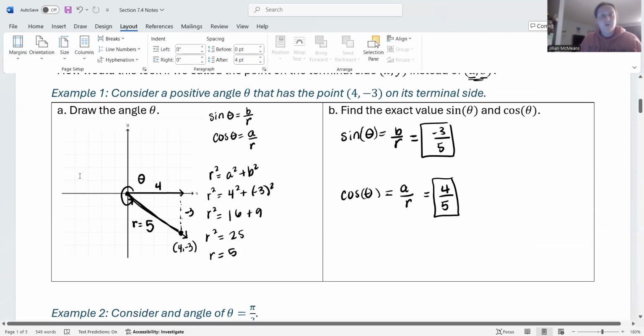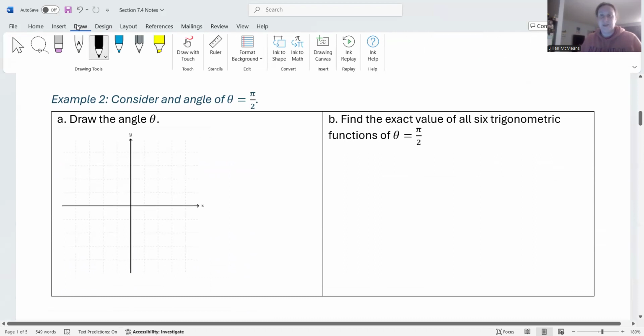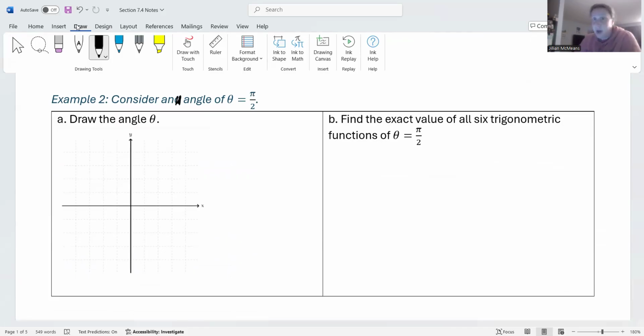Now, for example 2, let's consider an angle, that should say an angle. I have a typo. So let's consider an angle of theta equals pi over 2. Now, pi over 2 is in radians. Hopefully you remember that pi over 2 is one of your quadrant angles. If not, let's think about this. If we have an angle that we never open up, so the terminal side is the initial side, that's just 0 degrees. Well, that's going to coincide with 0 radians.